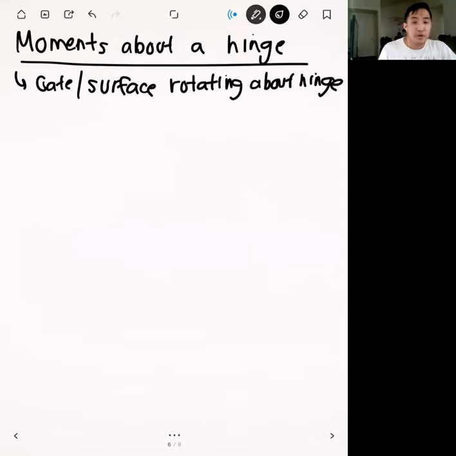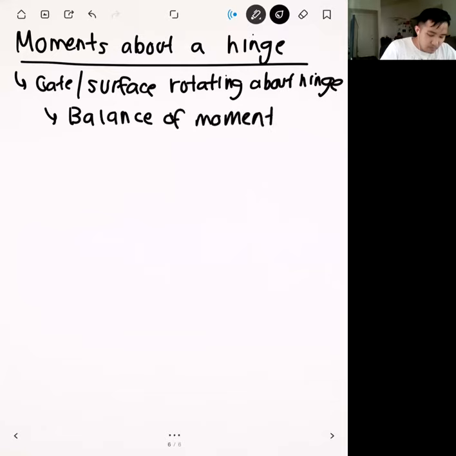And so oftentimes what you're going to need to compute is a balance of moments. Just like you saw in the homework, which was a little bit unique because you had a moment from one surface of the gate and a moment from the other surface of the gate.